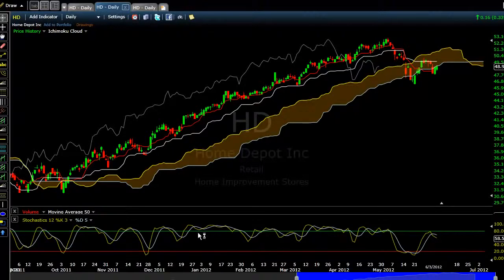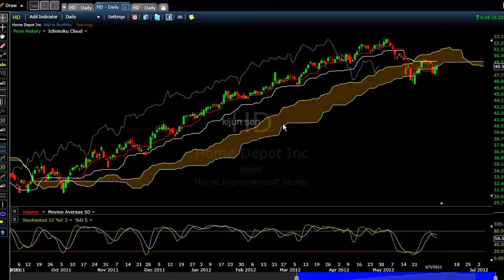Okay. Now first off, you notice the Kumo, which is comprised of span A, which in a bullish chart, span A is on top, span B is on the bottom. On a bearish chart, span A will be underneath span B. You have Chikou, which is this line here. Notice how it's passed through price. You have Tenkan-sen, which is the red line. You have Kijun-sen, which is slower, remember. Kijun-sen is 26 periods, and Tenkan-sen is 9 periods.